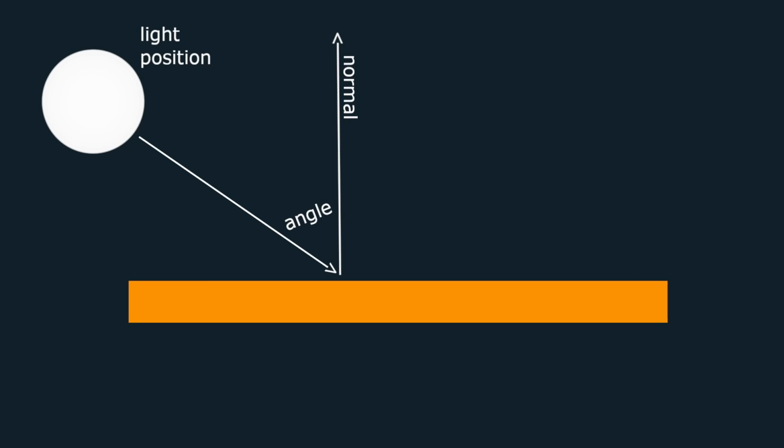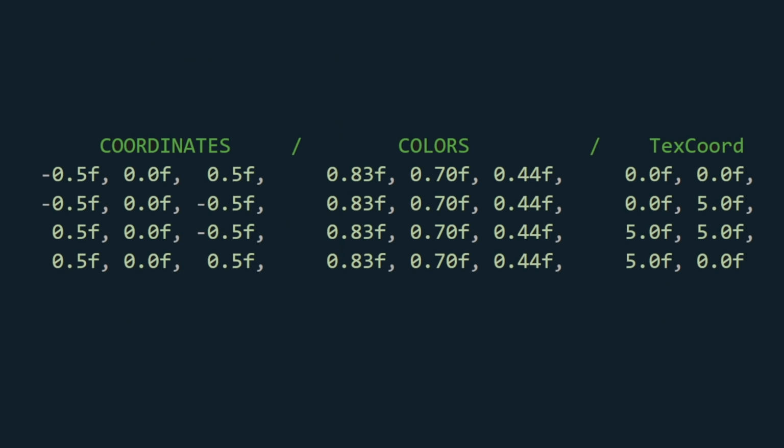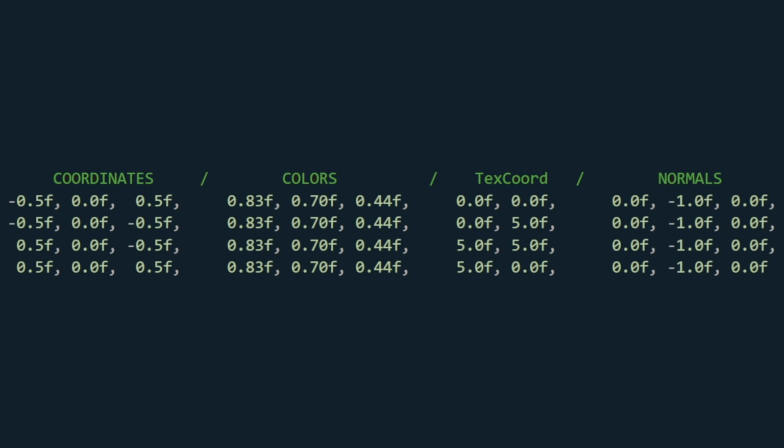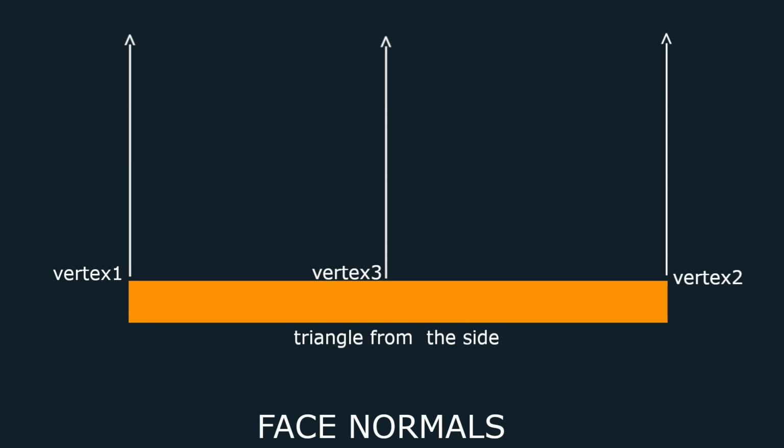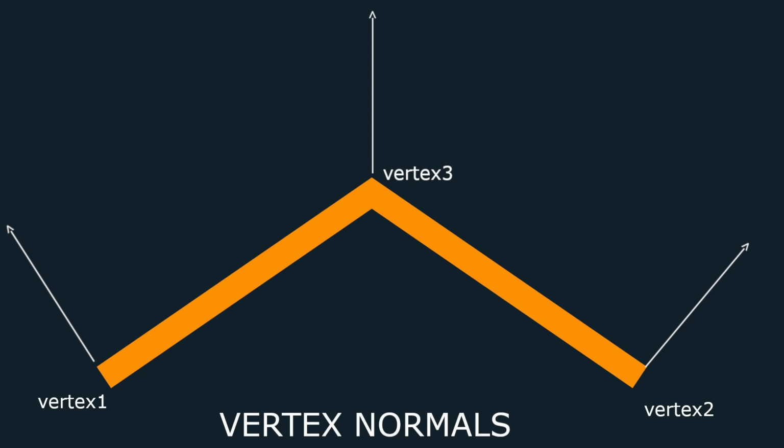So far we've had coordinates, colors, and texture coordinates inside the vertex. Now we'll also want to add normals. Normals are unit vectors, aka vectors of length 1, that help us calculate how light should act on a certain object. This can be either perpendicular to the surface of one triangle, called face normals, or arranged in a different way, such as being perpendicular to the plane created by all the adjacent vertices, for example, called vertex normals.